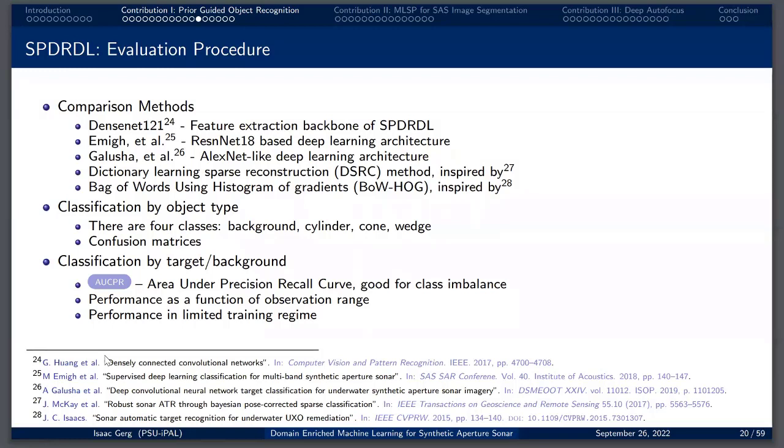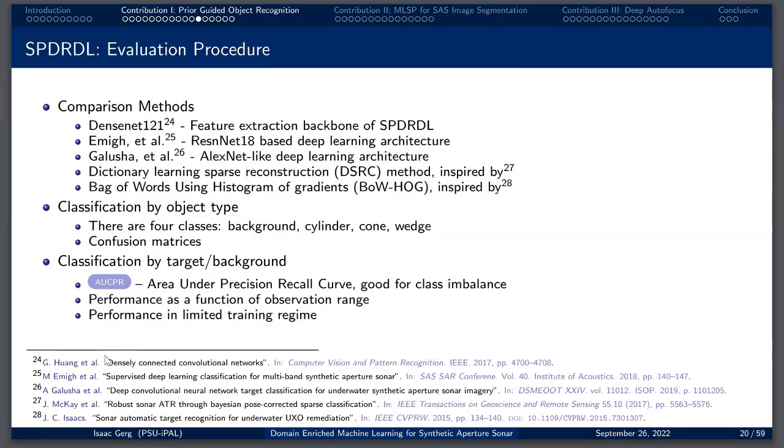For the object categories, we're going to have 4 of them: background, a cylinder shape, a cone shape, and a wedge shape. We're also going to categorize the classes a little differently, where we group these 3. Essentially we'll end up with a binary classifier of target and background, and we're going to measure area under the precision recall curve for those as well.